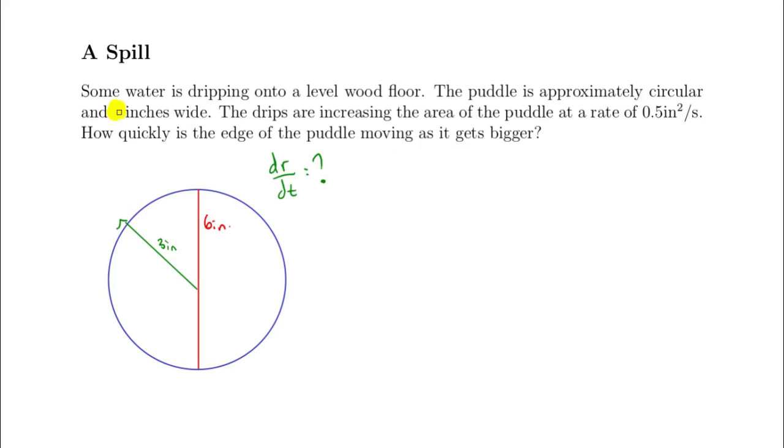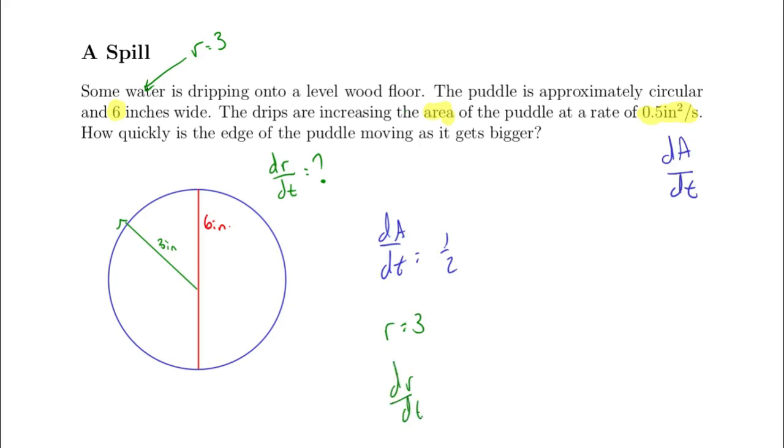Then we have two other bits of information: 6 inches wide, a half a square inch a second. What are these things representing? Well, the 6 inches wide really is saying that our radius is currently 3 inches. And this half a square inch per second is a rate of change of the area. So we'll call this dA over dt. So here's some information that we have. We have that dA over dt is equal to a half. We have that r is currently equal to 3, and we want to know what dr over dt is.